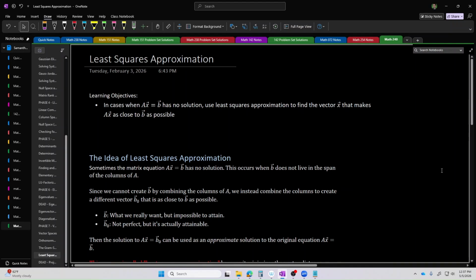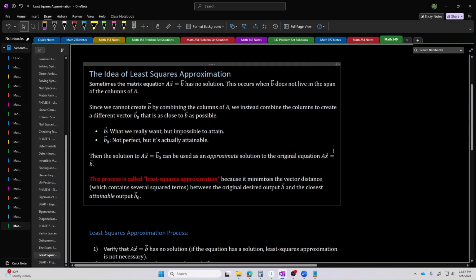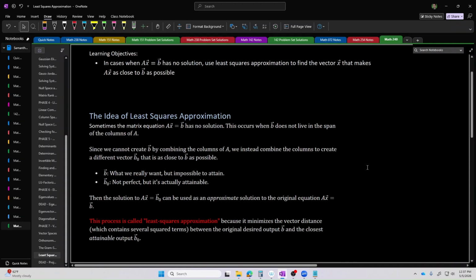So, as we've seen, there are instances where you're trying to solve a matrix equation, something like AX equals B, but this matrix equation has no solution. Put in other words, this vector B maybe is not in the column space of the matrix A. This vector B is maybe not in the range of the matrix A.